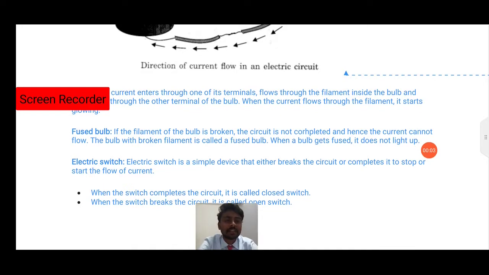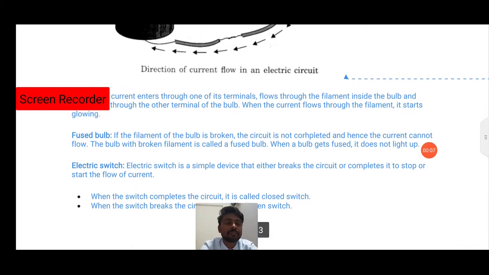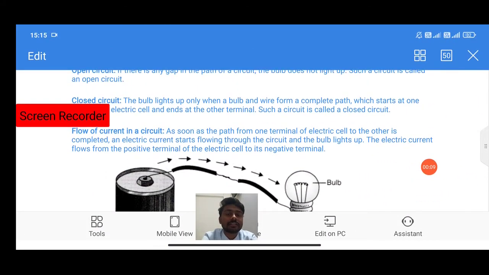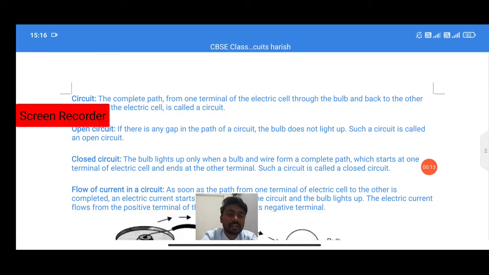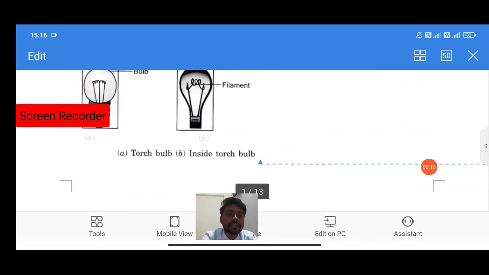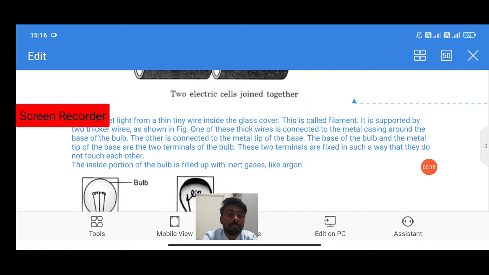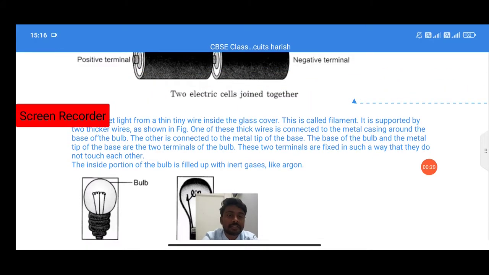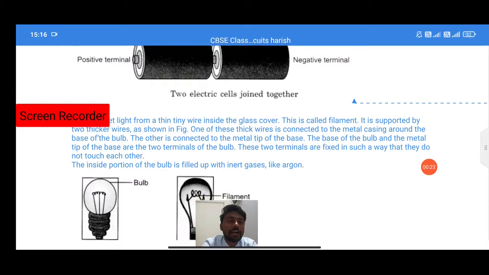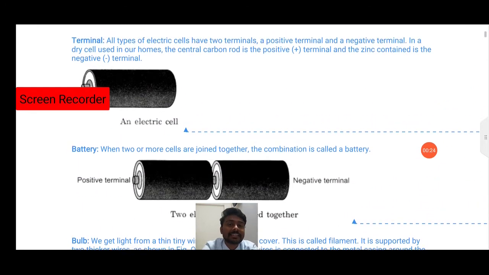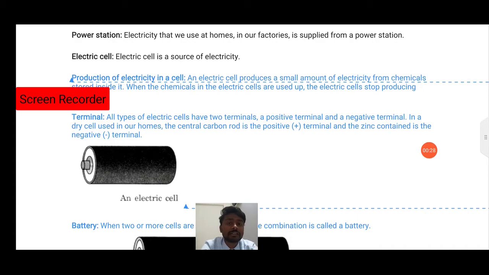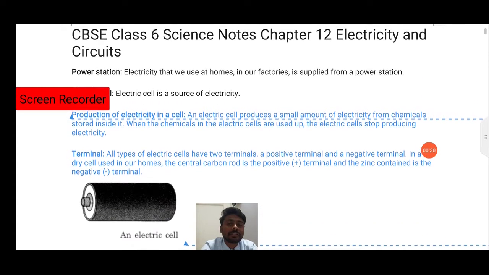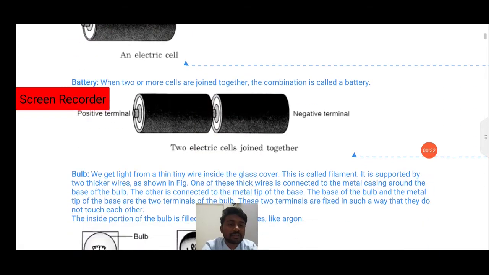In the last class, we discussed the fuse bulb, circuits, open circuits and closed circuits, the bulb, the filament, the electric cell, and also the cell. It means what? Batteries. Yes or no?